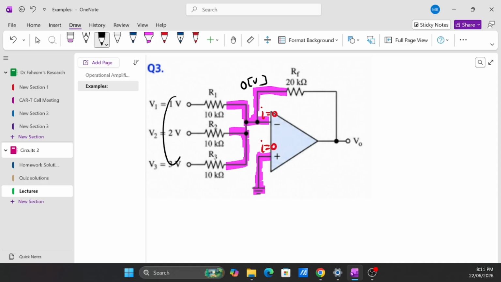And then over here, let's not use these values for now. Let's write a symbolic expression. So let's label our currents. This is part of the second step. It's I1. This is I2. And this is I3. And this is IF.